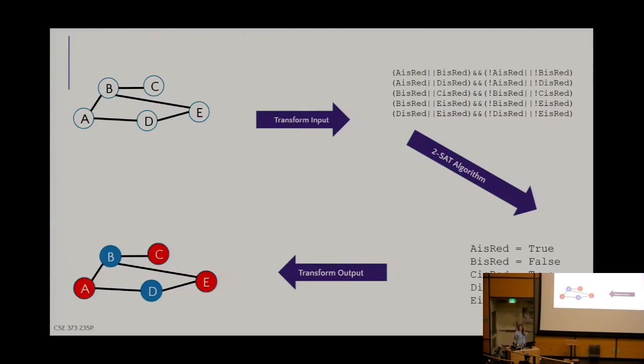Yes? Going back to the 2SAT island description in that one picture, how do you know which one's true and which one's false? I didn't really pick up on that. How do you know which island is representing trueness?